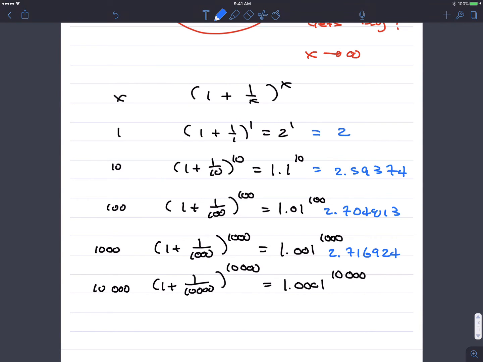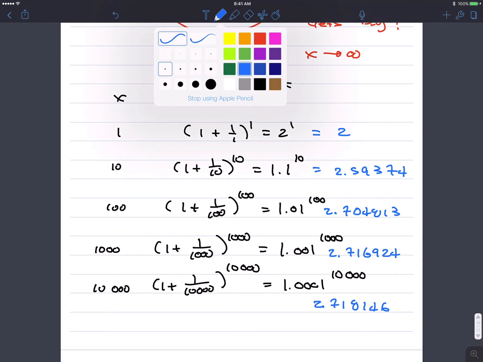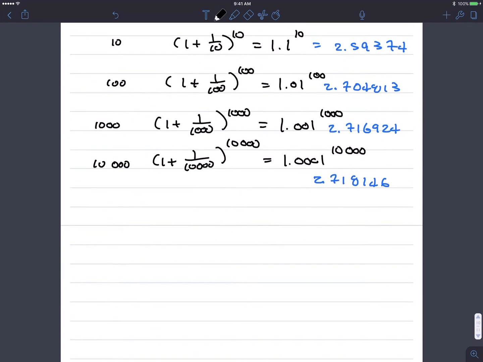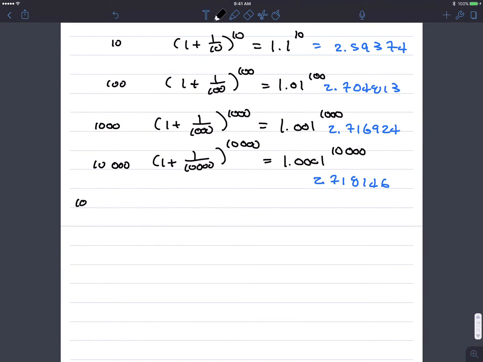Let's get this other power here. 1.0001 raised to the 10,000th power. You know what I get? 2.718146 approximately. Let's keep going a few. Let's see what happens. Now I'm going to let x be 100,000. 1 plus 1 over 100,000 raised to the 100,000 power.